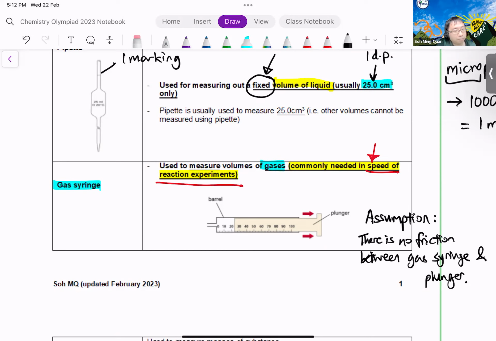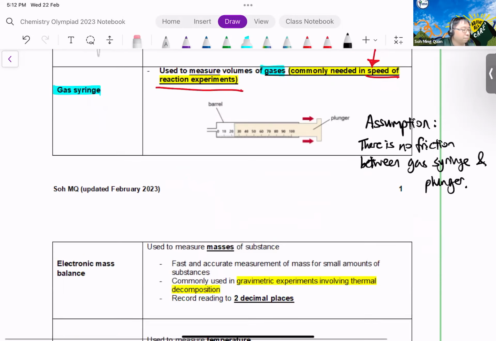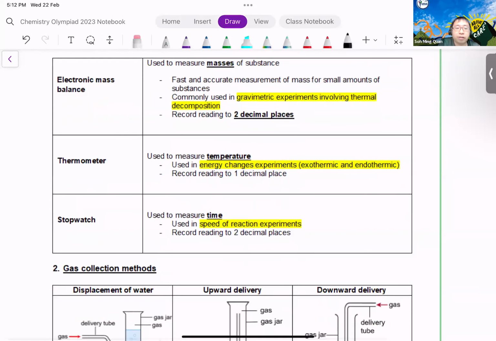Okay, that's it for the gas syringe. Moving on, I think the next few apparatus should be no stranger to you. The electronic mass balance is used to measure masses. Now, when do you need to measure mass? When it's a thermal decomposition experiment.